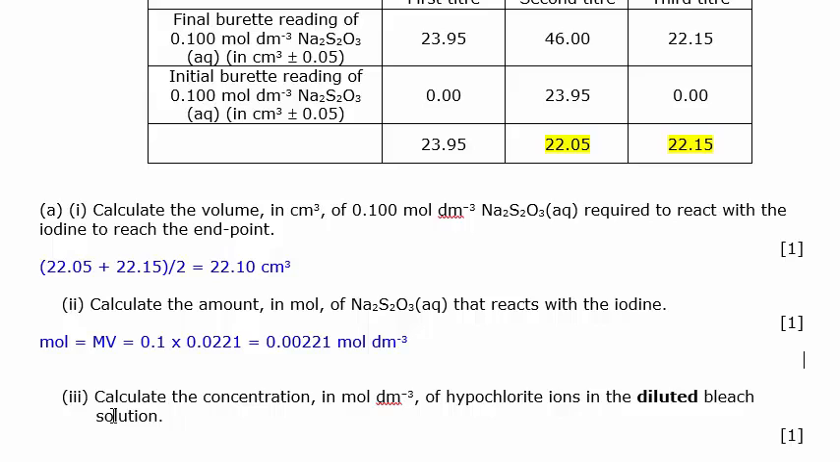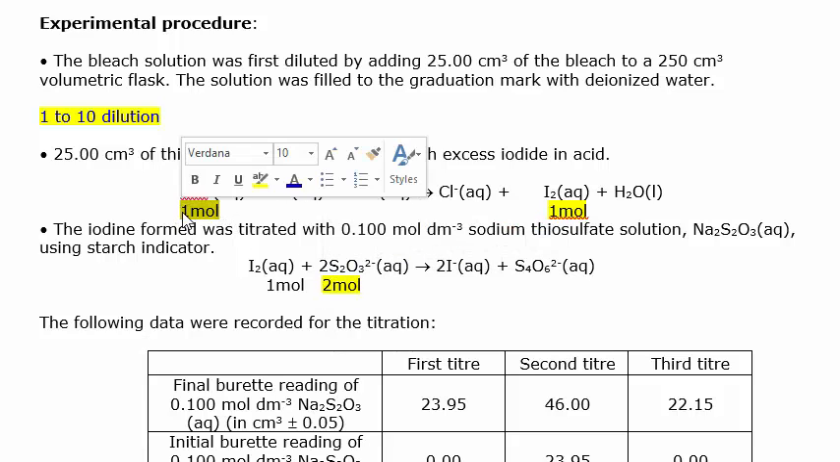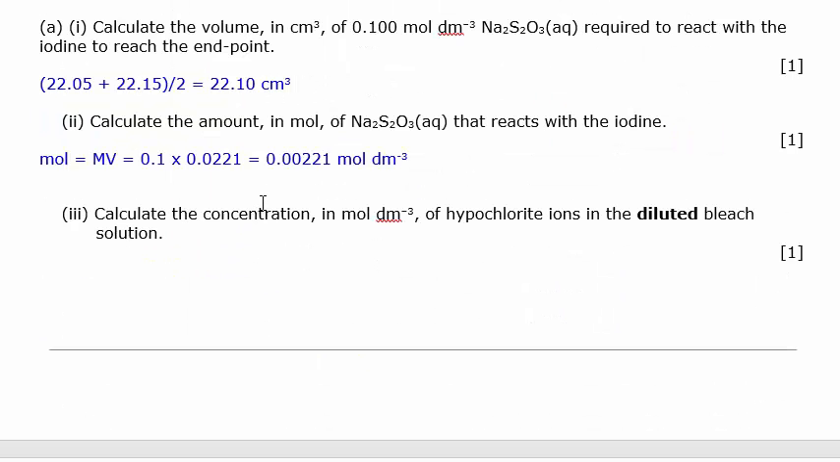Now the next part of the question: calculate the concentration in moles per litre of hypochlorite ions in the diluted bleach solution. So this is after the dilution. Now remember, this is where we need the fact that 2 moles of thiosulfate reacts with 1 mole of hypochlorite. So actually I've done this wrong, haven't I? I put moles as MV and I've put the concentration. I don't want the concentration, this is just the number of moles. Good job we spotted that one.